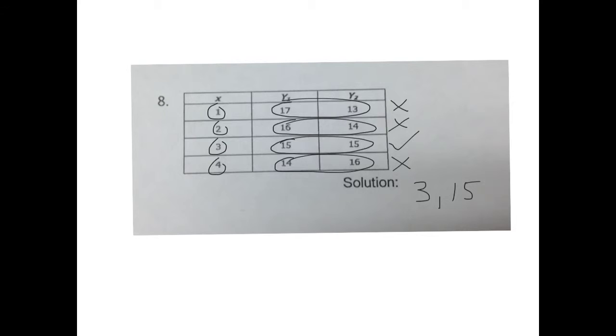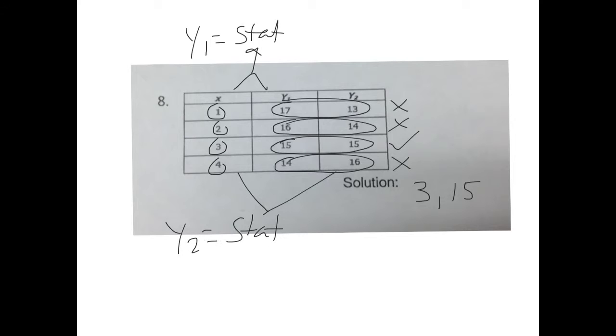It won't always be that easy. They won't always show up in the table. If they don't show up in the table, then what you have to do is stat edit with that set, and then you have to do stat edit with the other set, and then you have to put this one in Y1 and this one in Y2 and graph and see where they hit. So this one we were lucky that it showed up right here in the table what the answer was, but that won't always happen.